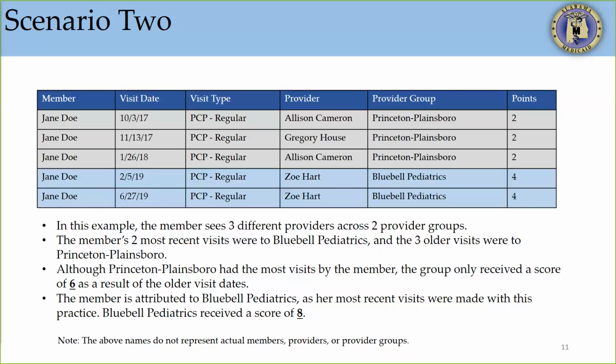Therefore, the member is then attributed to Bluebell Pediatrics as her most recent visits were made to this practice. In this example, Bluebell Pediatrics would receive a score of 8 versus the score for Princeton Plainsboro of 6.